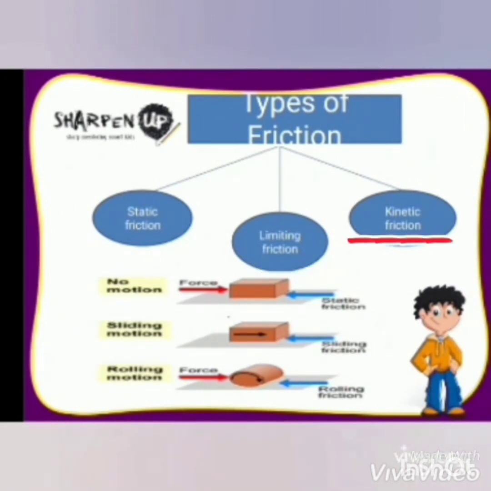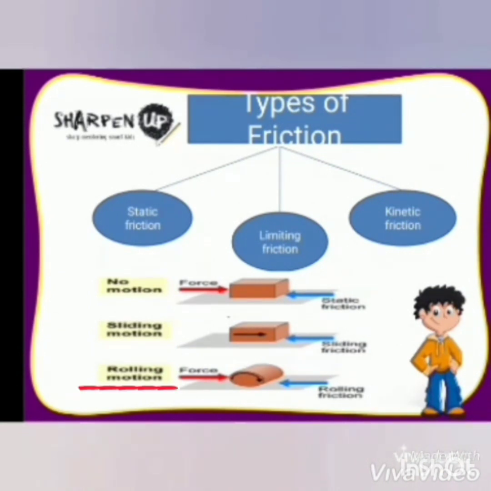After that we have kinetic friction. Kinetic friction acts between two bodies when they are moving upon one another. Now kinetic friction is further divided into two types: sliding friction and rolling friction. First one is sliding friction. The opposing force that comes into play when one body is actually sliding over the surface of another body is called sliding friction. Example, when a log of wood is moved on a flat surface, it slides.